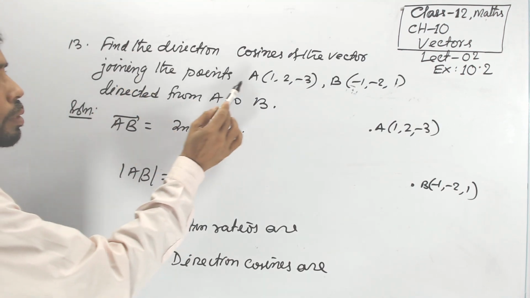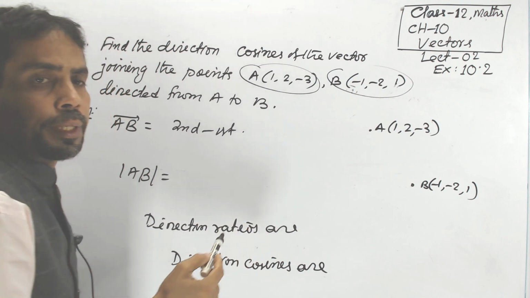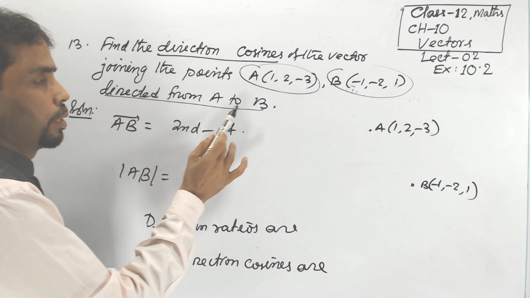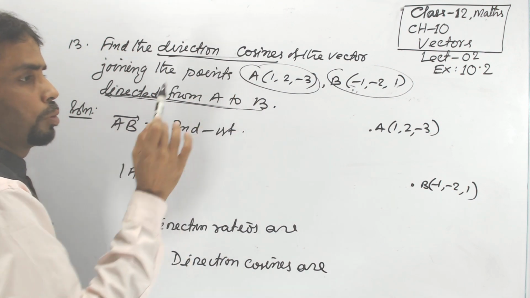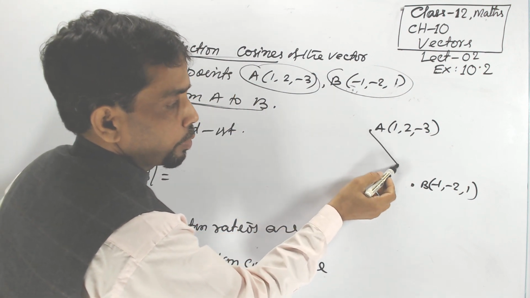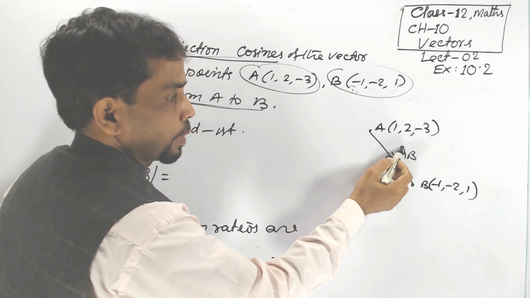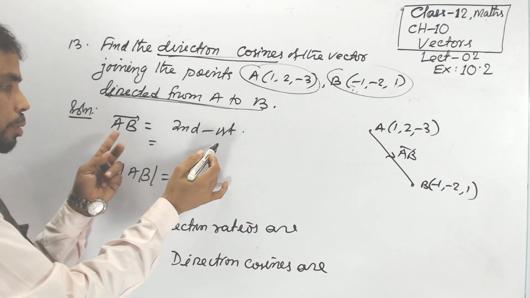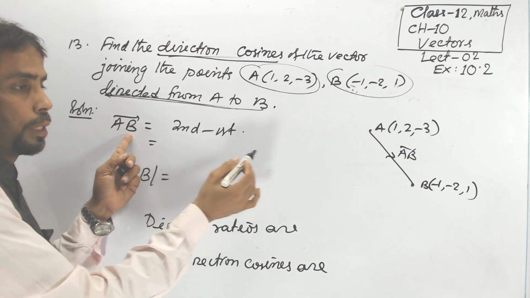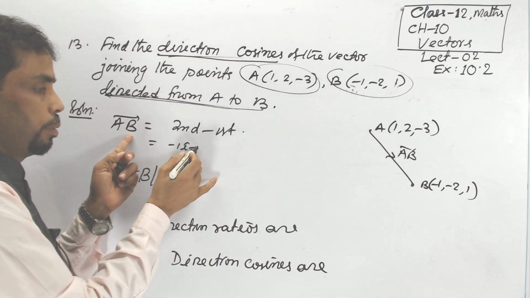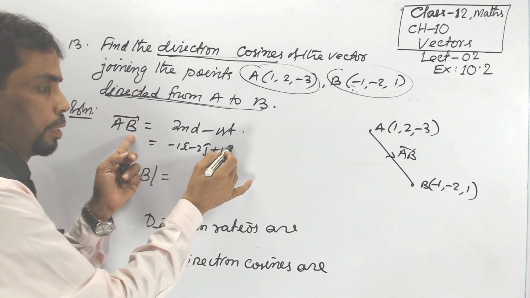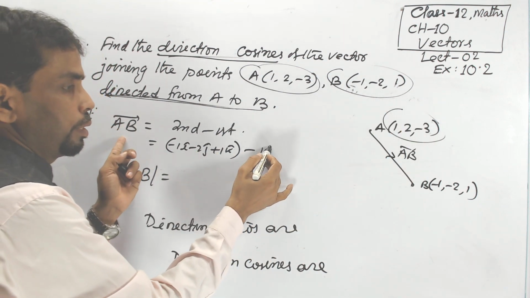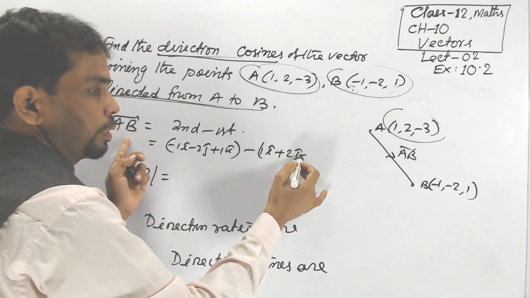Question number 13. One point A is given, another point B is given, and you are asked to find the direction cosines of the vector directed from A to B. That means the direction is like this, from A to B. This is the AB vector. We have already learned that the AB vector is given by second minus first. So the second, B, position vector is -i -2j +k, minus the first, A, which is the vector i +2j -3k.